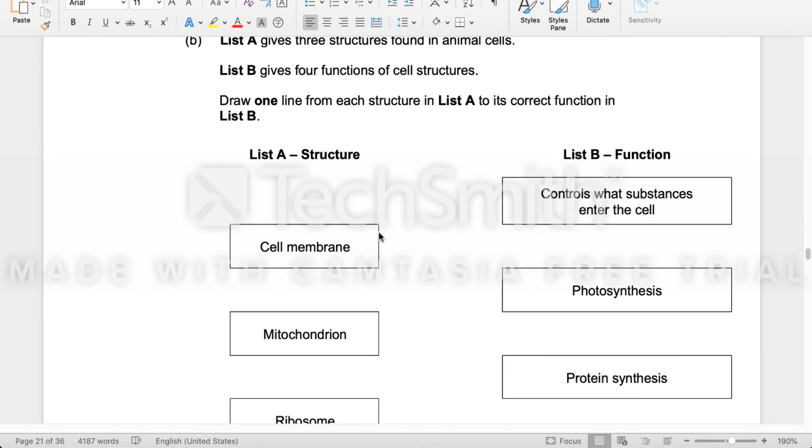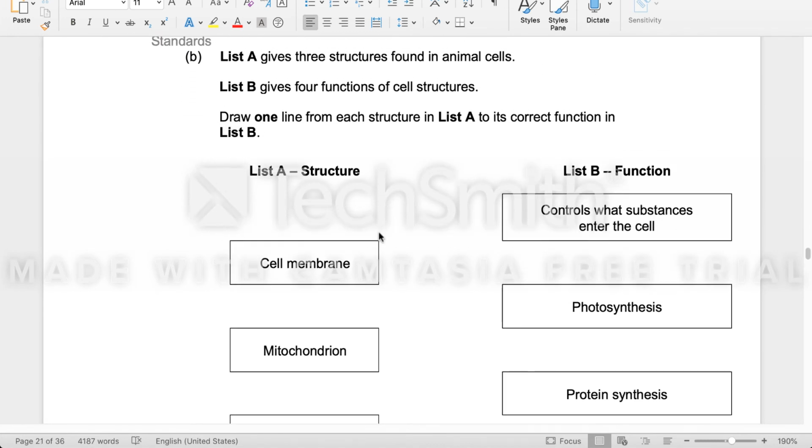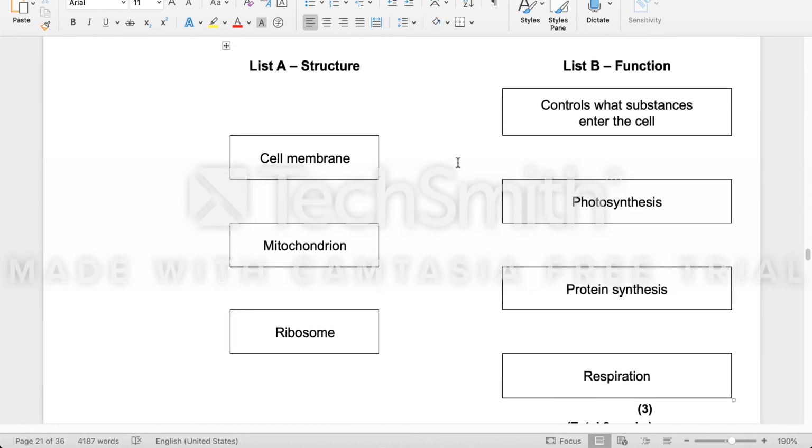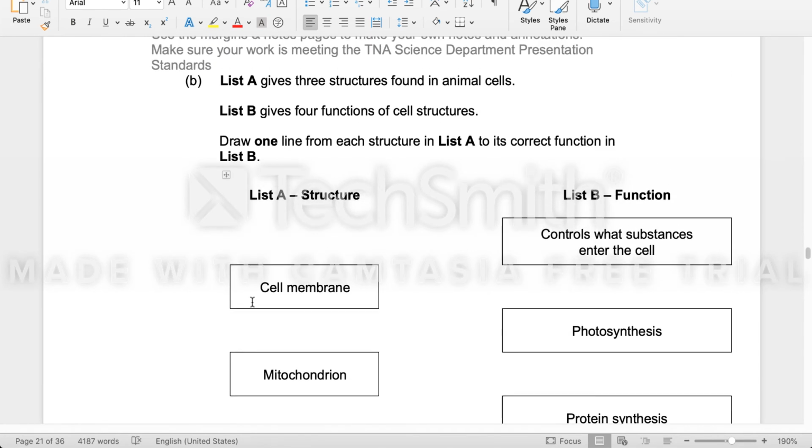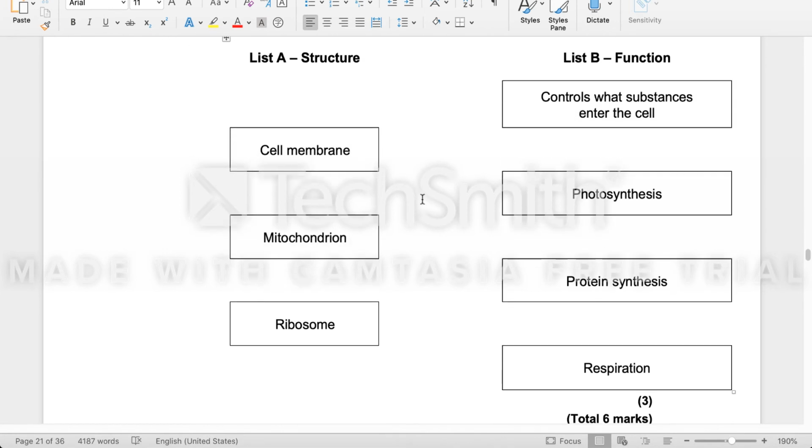Oh, and it looks like we have a bit more here. List A gives 3 structures found in animals. List B gives 4 functions. Draw one line from each structure in list A to its correct function in list B. So basically you have 3 structures, and in list B you have 4 functions. You just have to link whichever function it's connected to.